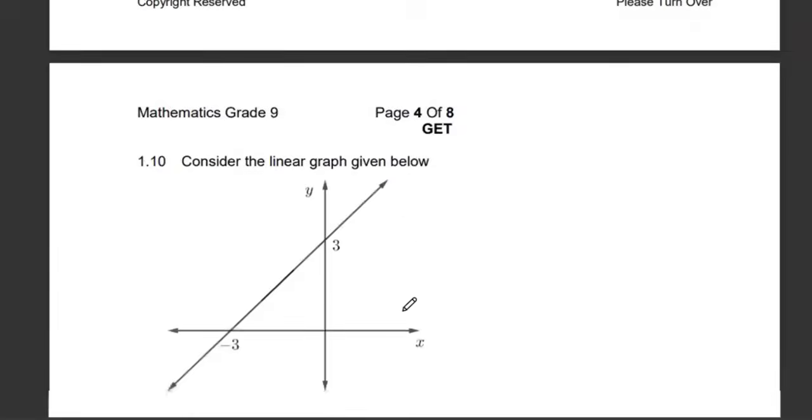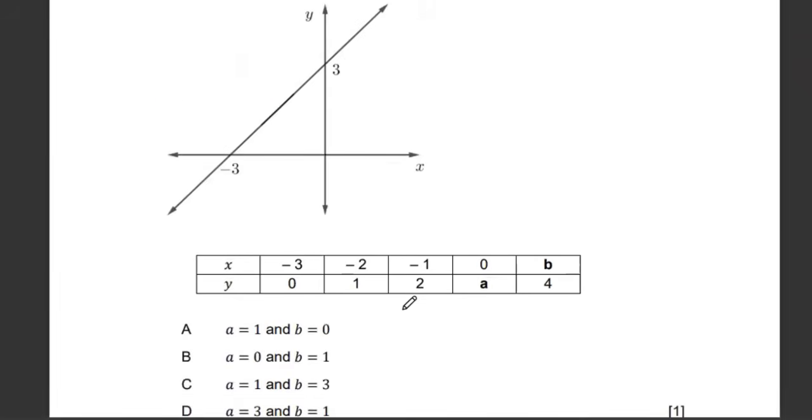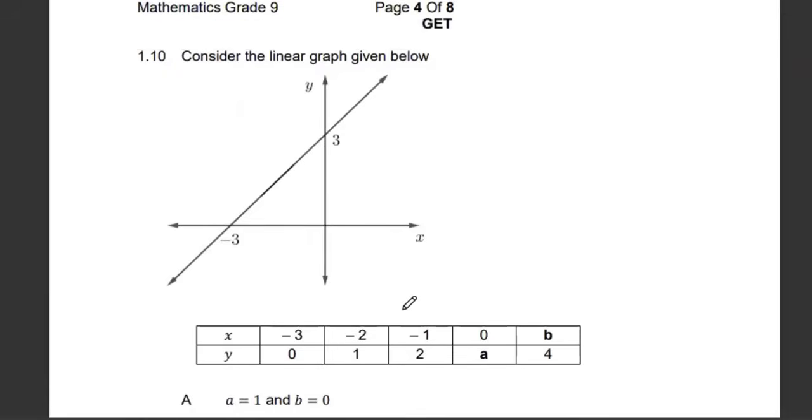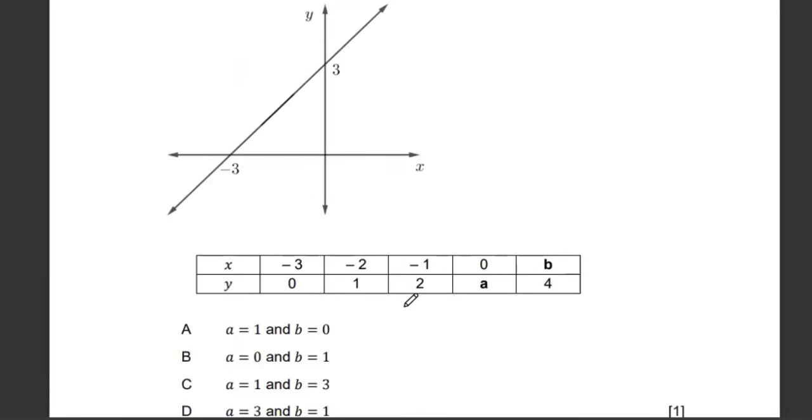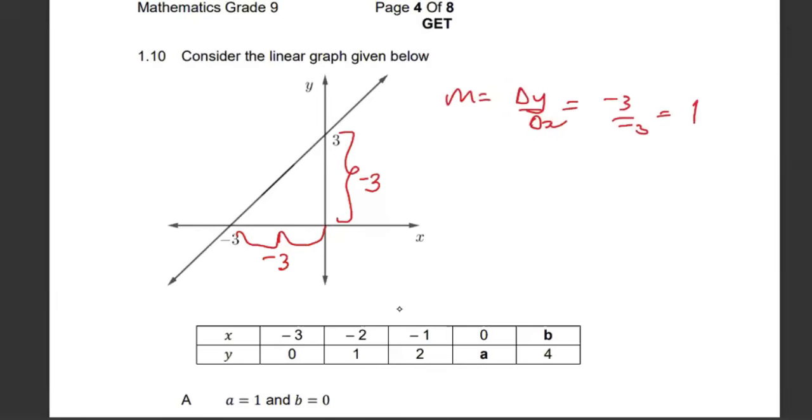Okay, then lastly, with the multiple choice, consider the linear graph. We must find the missing values. We can find the equation first of all. That's one way. So the change in y is going to be negative 3, and the change in x is also going to be negative 3, meaning that my gradient is the change in y over change in x. So negative 3 over negative 3 is going to be 1.